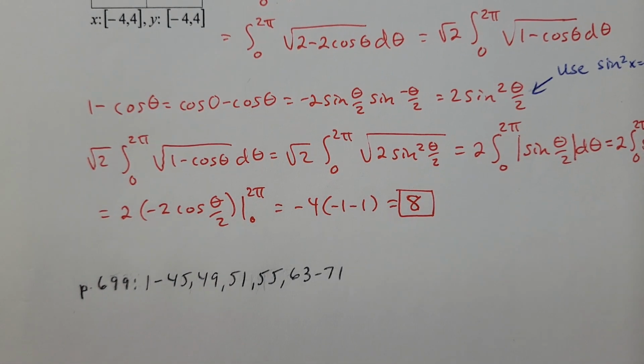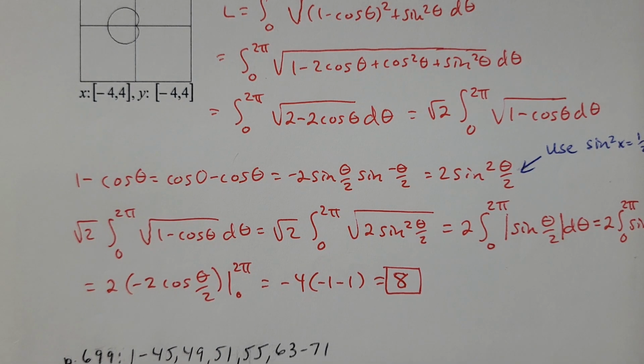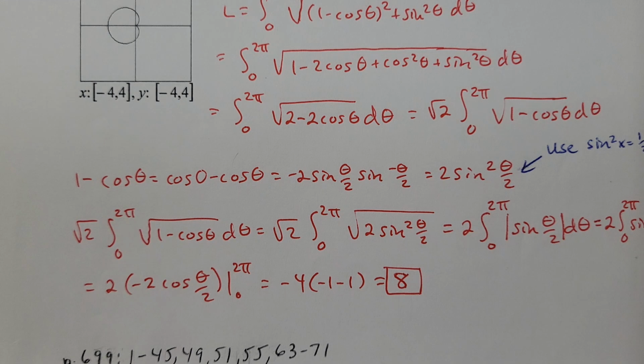Okay, so there's a couple of problems related to arc length at the end of this section. Primarily, a lot of the problems in this section are going to be related to area. Okay, so that's very important for polar graphs. The area and derivatives also.